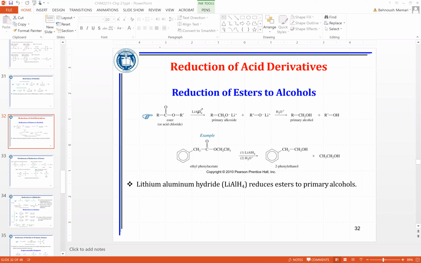So reduction of ester with LAH would give you primary alcohol. That's the major part. The carboxylic acid part is going to change to primary alcohol. The leaving group, which is alkoxide, also would be protonated, and it gives a byproduct of the smaller molecule of alcohol. So it reduces the ester to primary alcohols.